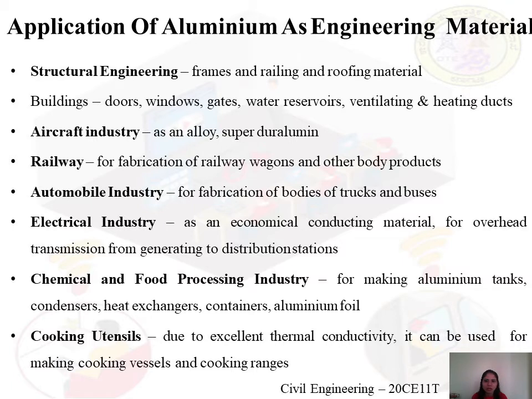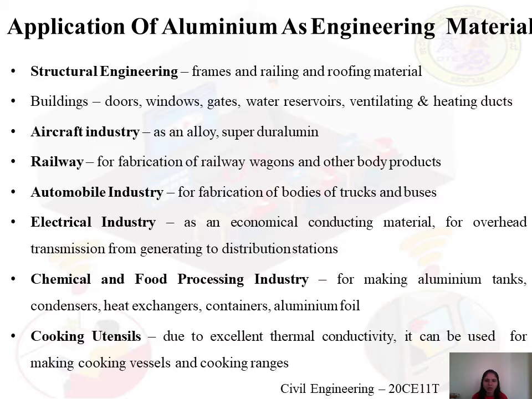In the chemical and food processing industries it is used for making aluminium tanks, condensers, heat exchangers, containers, and aluminium foils. And it is also used for making cooking utensils.